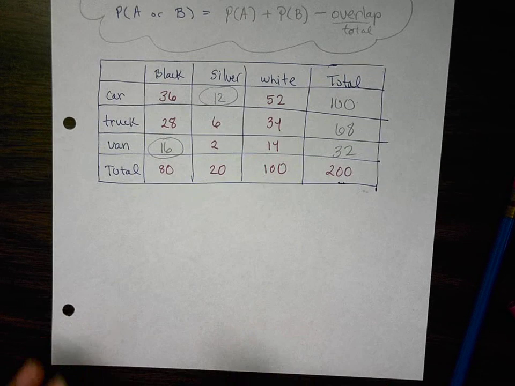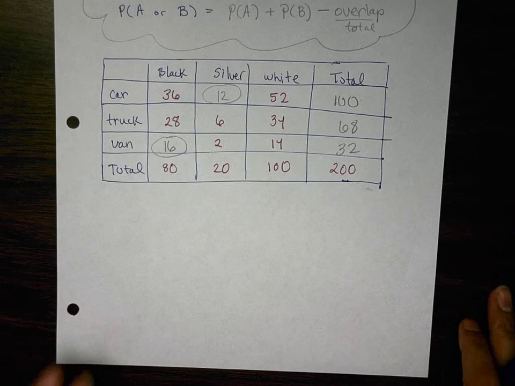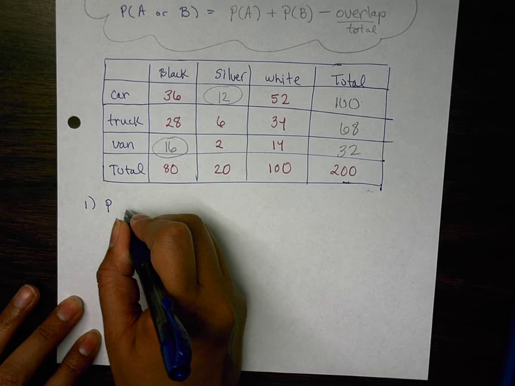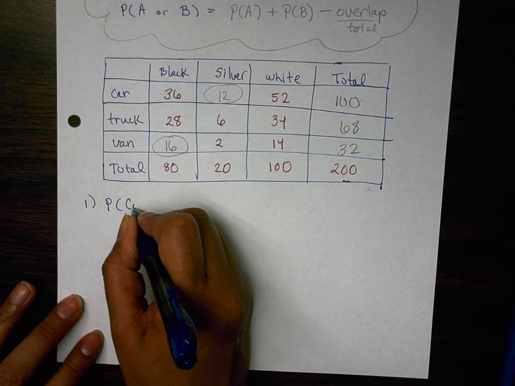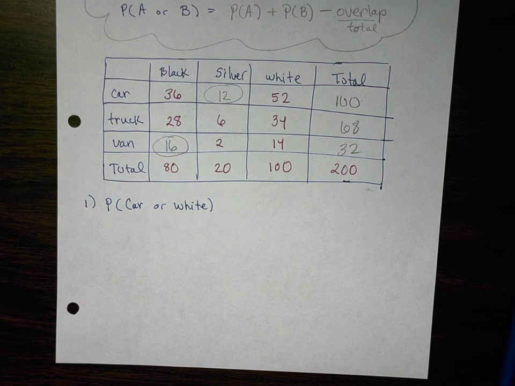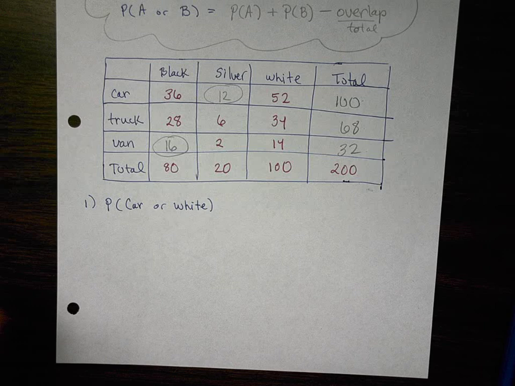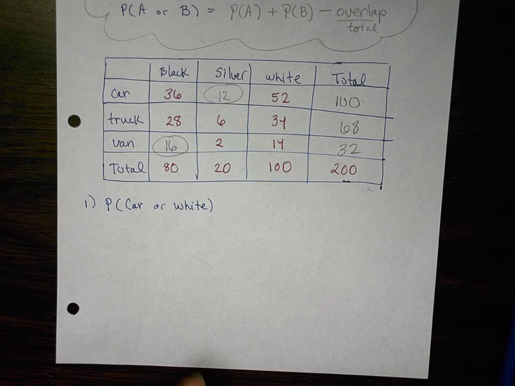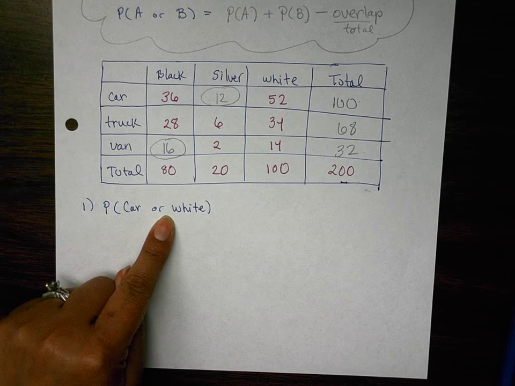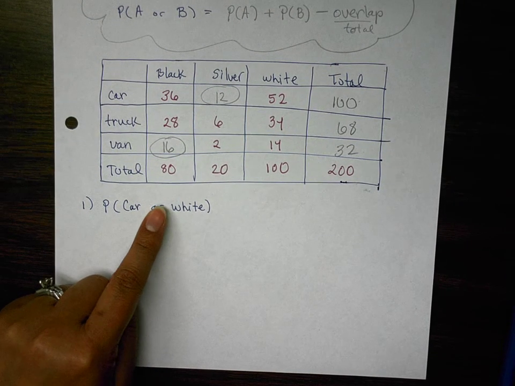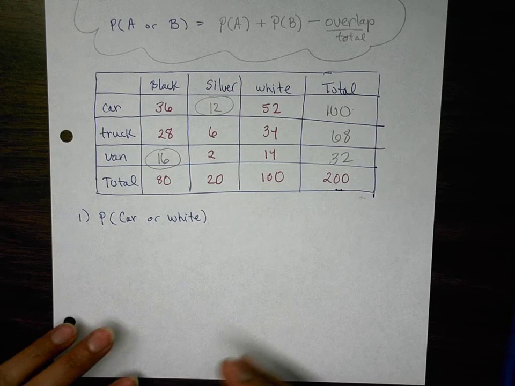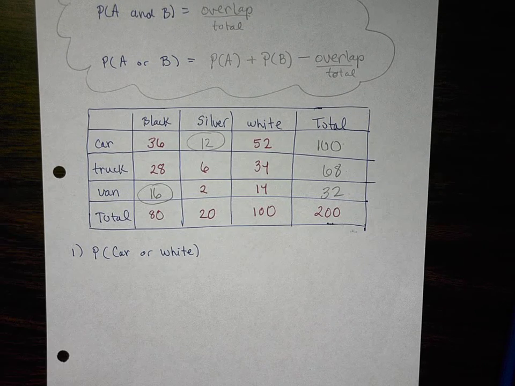All right, we are now going to look at probabilities. What's the probability, we're going to call this number 1, that you walk into the lot and find that it is a car or it is a white vehicle? So is this going to be white and car at the same time? No, because what would that word have been if it was and? If I was looking for a white car, what would I have put here? And. Okay, so what's the probability that it's either a car or it is white?